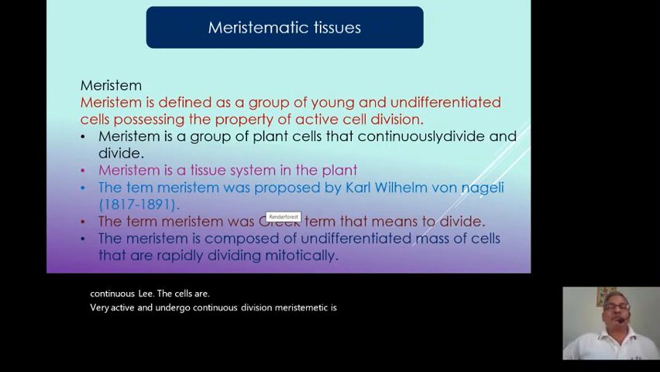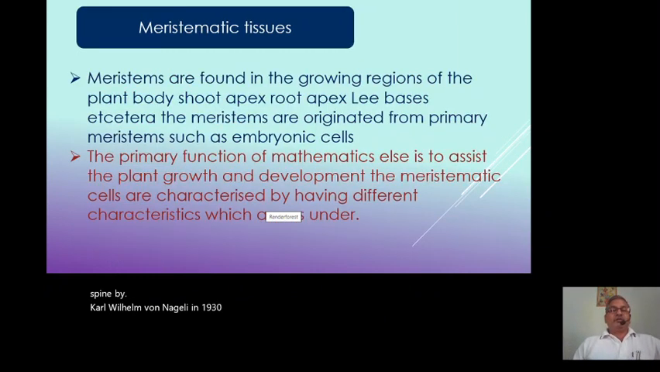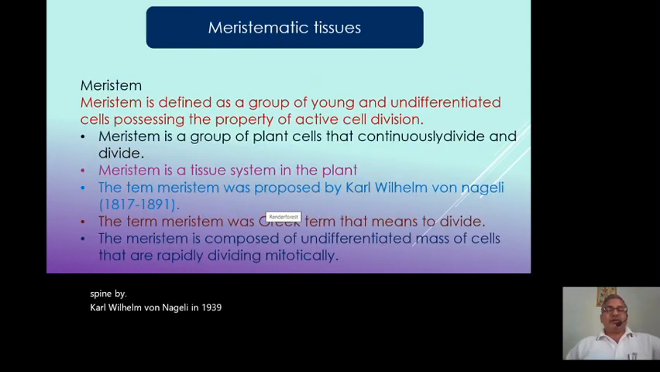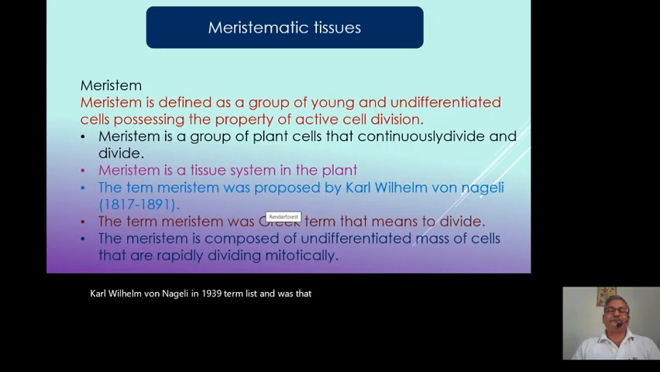Meristem is a group of plant cells that continuously divide and redivide. Meristem is a type of tissue present in the plant body. The term meristem was coined by Carl Wilhelm von Nägeli in 1939. It is a Greek term that means to divide.